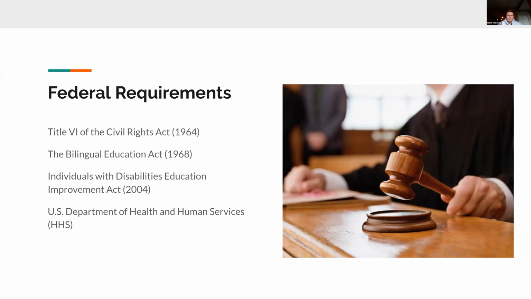So believe it or not, practitioners are actually legally required to use an interpreter when working with non-English speaking clients. And so here's some of the legality there. Title VI of the Civil Rights Act in 1964 provides the right to an interpreter during healthcare related conversations for clients who have limited English proficiency. And then we have the Bilingual Education Act of 1968, which mandates full access to educational opportunities for language minority students.